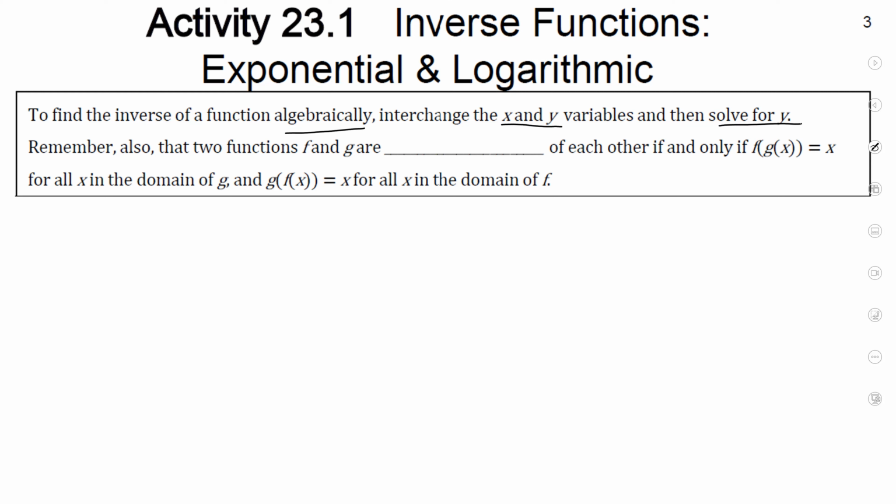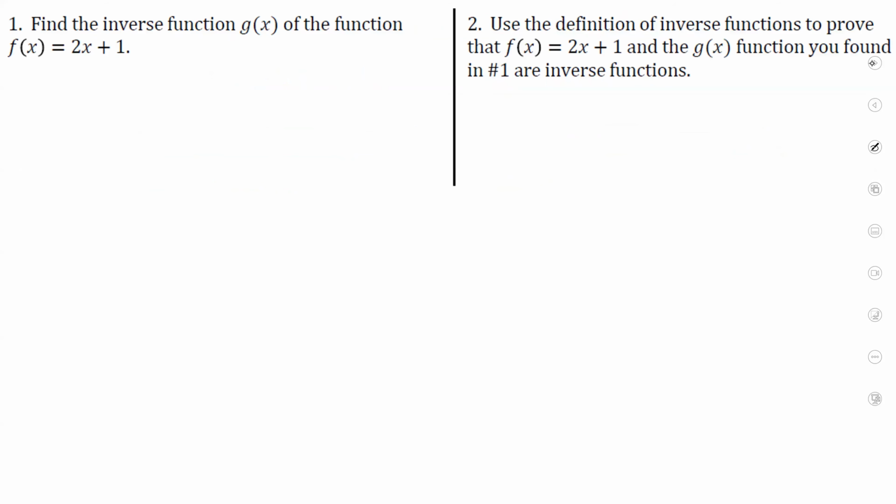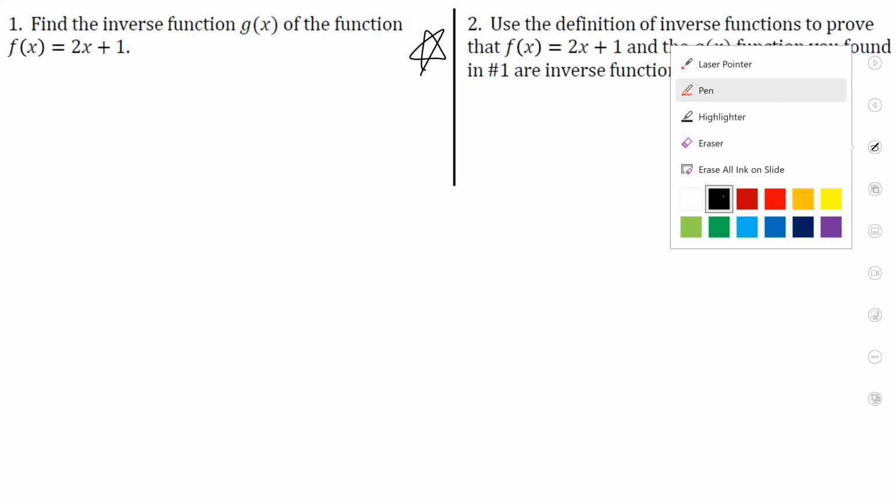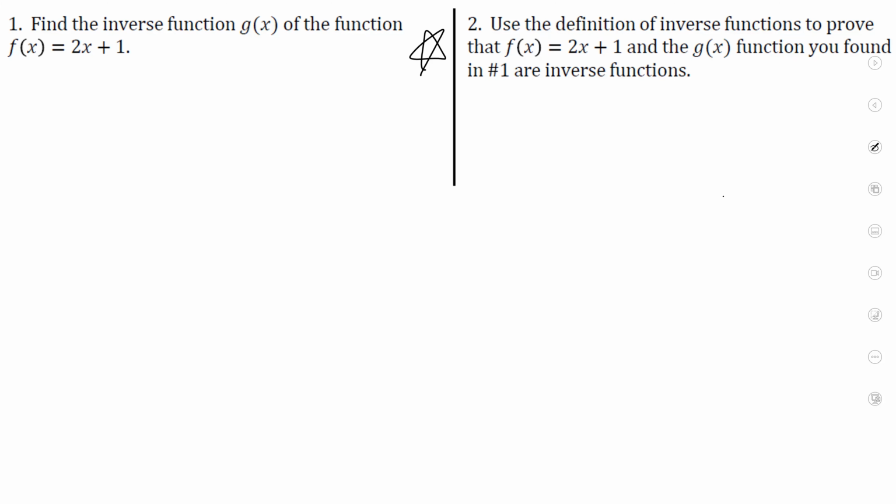I'm going to pause here. I want you guys using these instructions right here. These are the directions on how to find the inverse. I want you guys to find the inverse of problem number 1. Okay, good job, guys. I walked around and most of you guys had it.